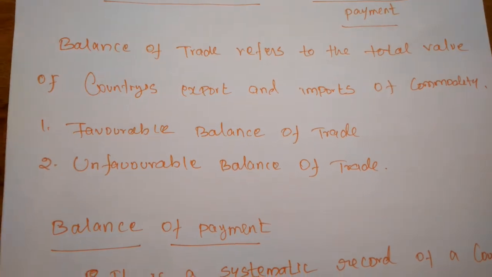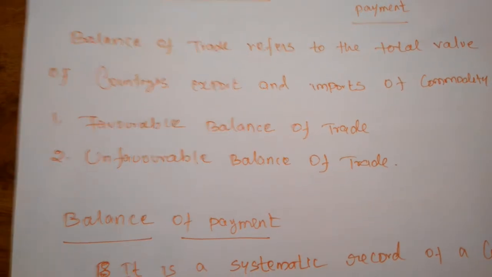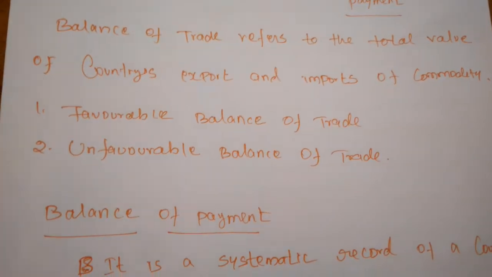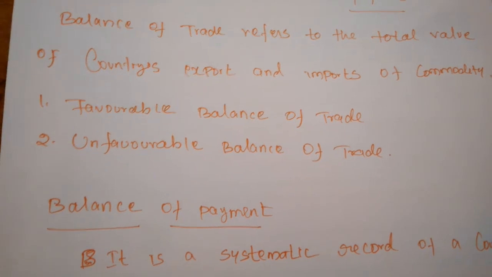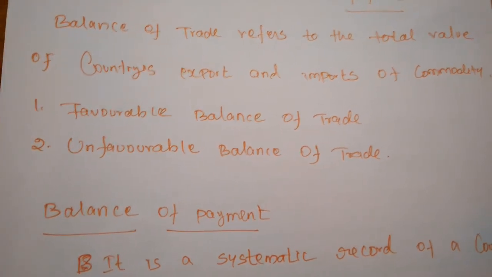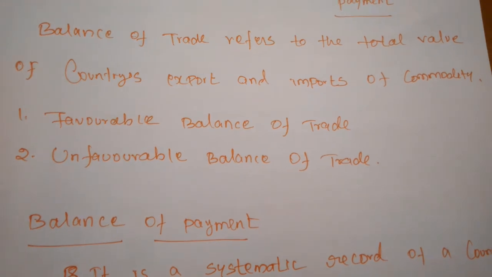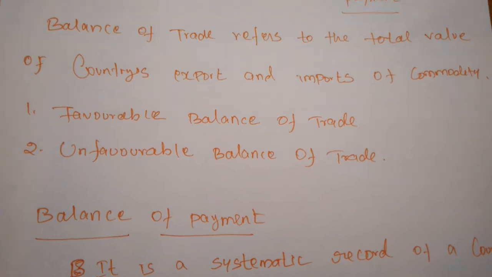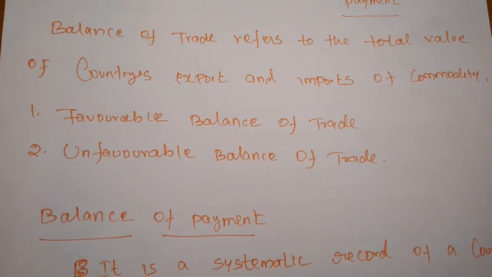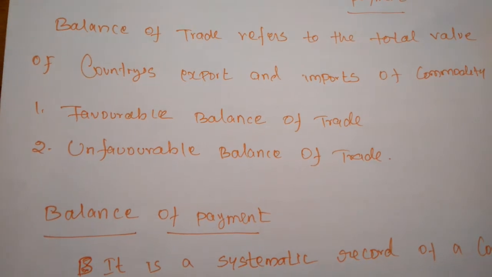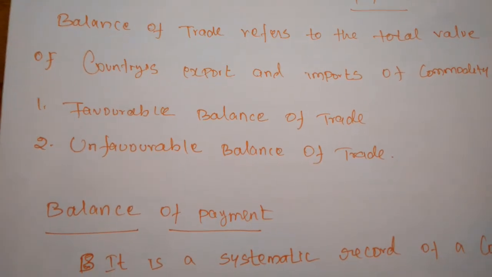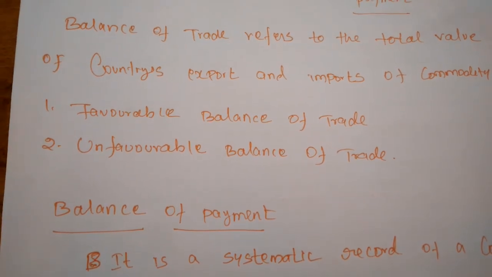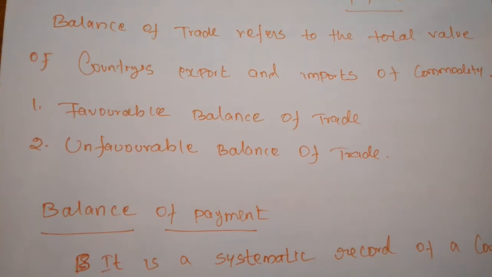In this balance of trade, there are two concepts: the favorable balance of trade and the unfavorable balance of trade. Every nation wants to maintain the favorable balance of trade. So first we must know the meaning of favorable balance of trade. When the total value of commodity exports of a country exceeds the total value of commodity imports of the country, it is considered a favorable balance of trade.